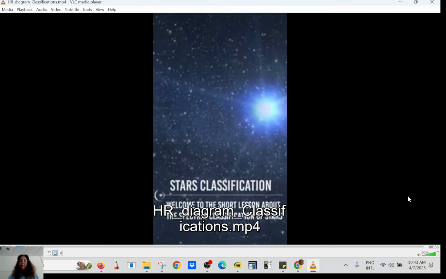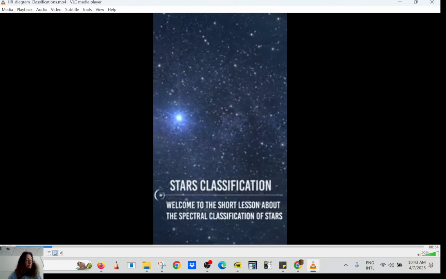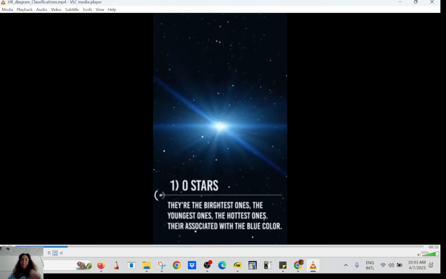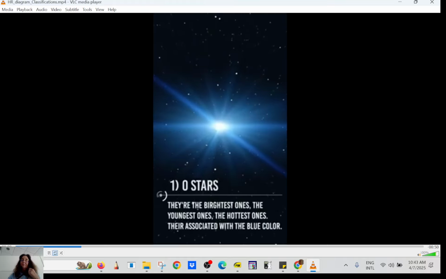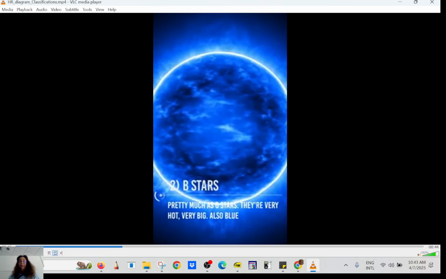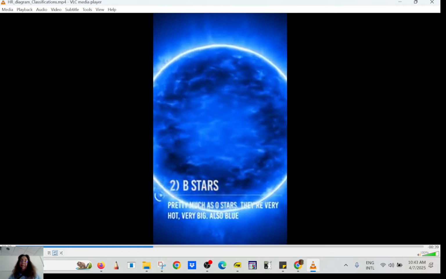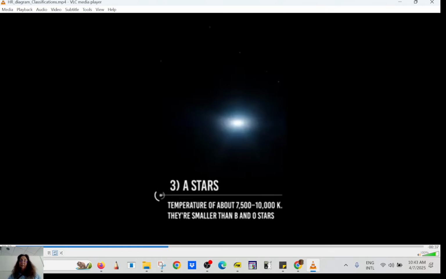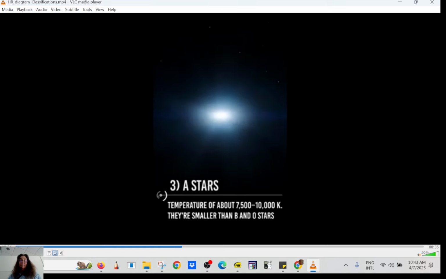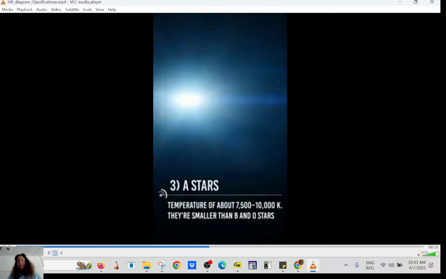Stars classification. Welcome to the short lesson about the spectral classification of stars. 1. O stars. They're the brightest ones, the youngest ones, the hottest ones. They're associated with the blue color. 2. B stars. Pretty much as O stars. They're very hot, very big, also blue. 3. A stars. Temperature of about 7,500 to 10,000 Kelvin. They're smaller than B and O stars.